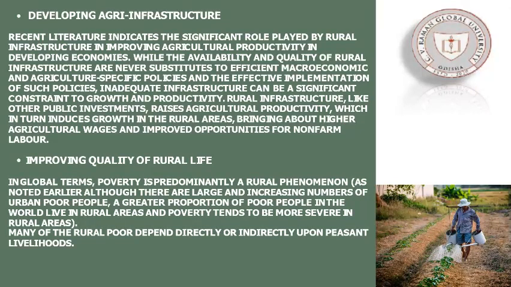Improving quality of rural life. In global terms, poverty is predominantly a rural phenomenon. As noted earlier, although there are large and increasing numbers of urban poor people, a greater proportion of poor people in the world live in rural areas, and poverty tends to be more severe in rural areas. Many of the rural poor people depend directly or indirectly upon peasant livelihoods.